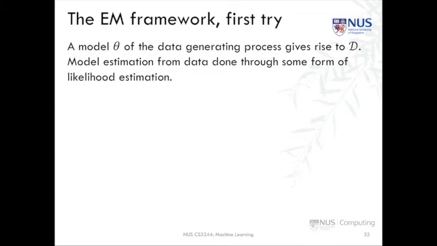Now that we have a good idea of the Gaussian mixture model, let's see how the expectation maximization framework helps to understand how to estimate a Gaussian mixture model. We're going to say that the generation of a data set that we observe, all of the x values, happens as a generative process based on a particular model. That model could be a Gaussian mixture model where we have parameters theta that indicate the mixture proportions or the likelihood of different values of y, as well as the parameters for each individual Gaussian, that is, the standard deviation and the mean. Model estimation from the data is done through some form of likelihood estimation.